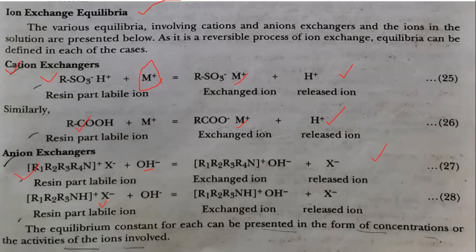And here is also a weak ion exchanger, secondary or tertiary ammonium salt. The OH minus is replaced by X minus ion, and then the corresponding salt is formed. So the equilibrium constant for each can be presented in the form of concentrations or the activities of the ions involved. These are the general reactions. You should be able to understand this; it's not a very complicated matter.